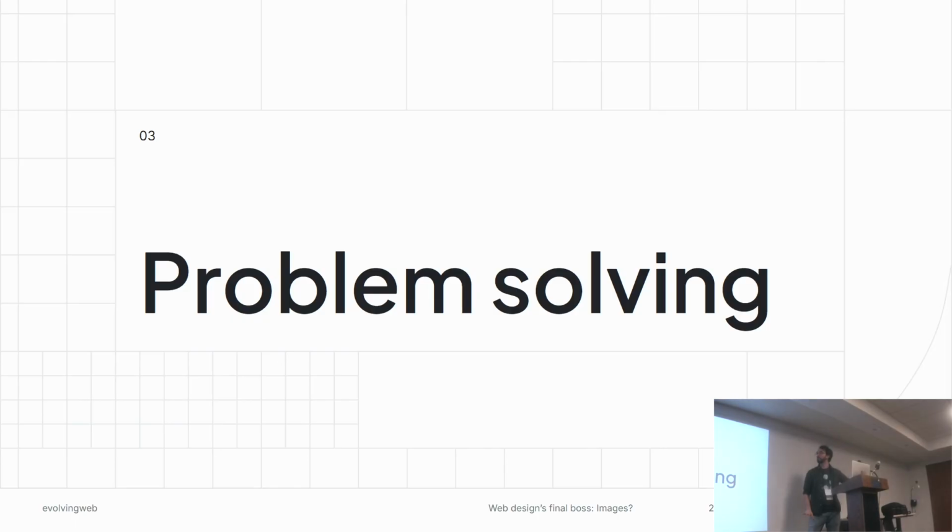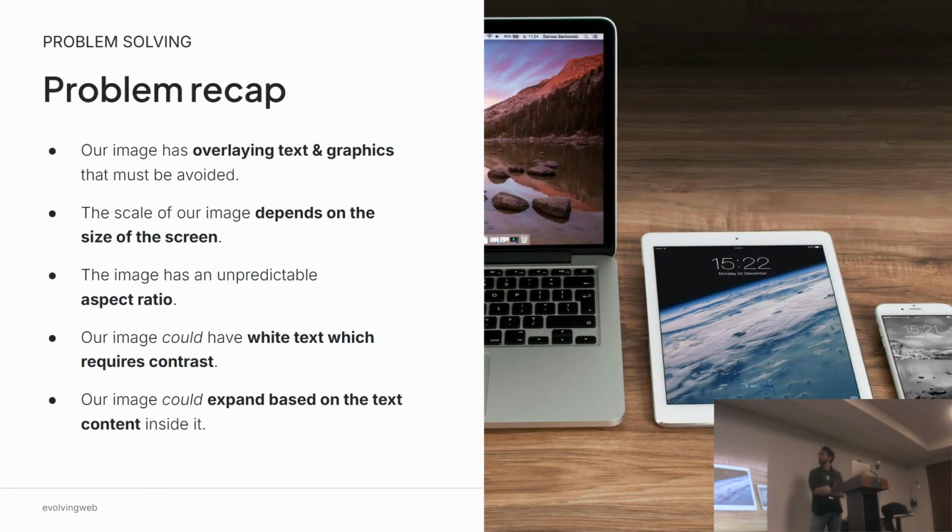All right, so time for a little bit of problem solving. I've talked a lot about the problem so far, but what are some actual solutions that we could come up with? So just to recap the problem, the image could have overlaying text and graphics that have to be avoided. So if there are layers over the top, it could be a search box, it could be anything that's coming over the top, that has to be avoided. The image has to avoid those zones. That's really hard for a content editor to do without just constantly doing a trial and error approach, uploading an image and see if it works.